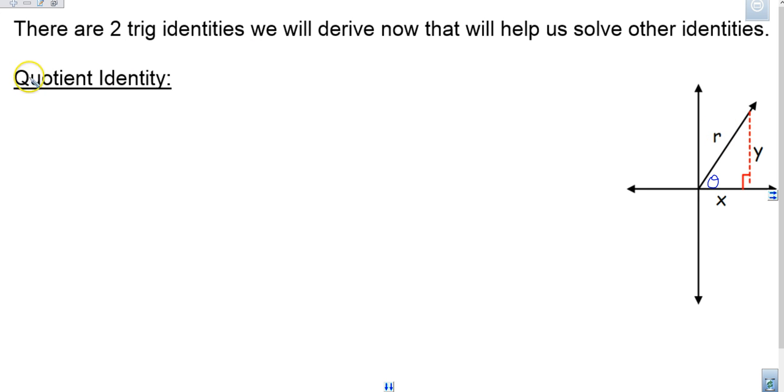Now the first identity is the quotient identity. So what I'm going to take a look at here is what is sine theta divided by cosine theta. Now using this triangle, and that terminal arm could be drawn in any quadrant that we want, and we'd still have sides of x, y, and r. Now sine theta, given this triangle right here, would be the opposite side over the hypotenuse, so that would be y over r. So that would be divided by cosine theta. Now cosine theta will be x over r.